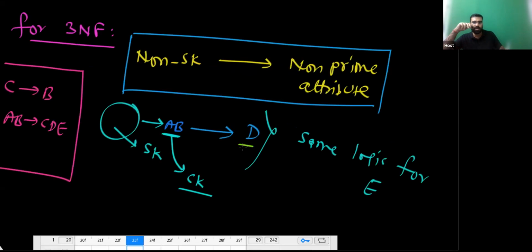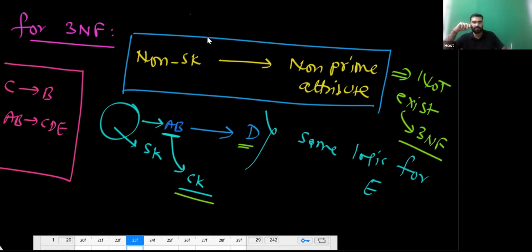So you can notice, if you want to determine D, then there is a guarantee that you need AB. Okay, you need AB. But if someone can determine AB, then that must be a super key. So what I can say, non-super key cannot determine non-prime attribute, right? Yes or no? So this does not exist, correct? If this does not exist, then it is in 3NF, right? So this is in 3NF because it does not exist. So this relation is in 3NF, right?